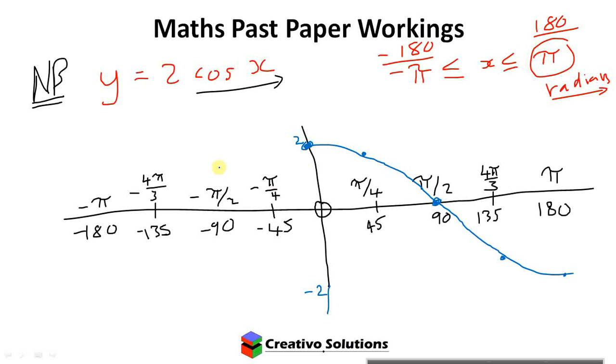If we had to just do it in degrees and not put the radians, would they mark us down? Yes, they probably will, because they said the domain was minus pi radians to pi radians. So you can convert. I would put both like this, because then you've got this and you've got that. They have to mark it right, because you've got both. You've done the conversion as well.